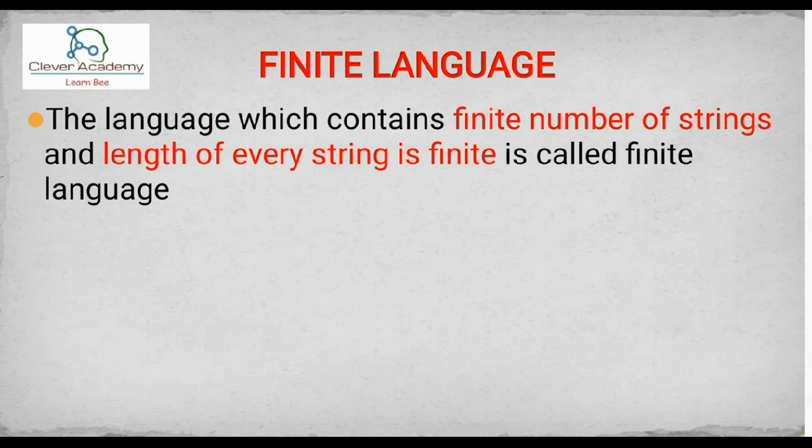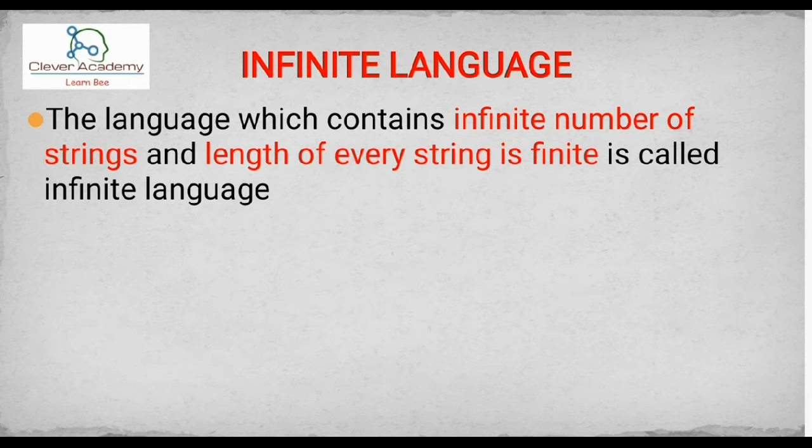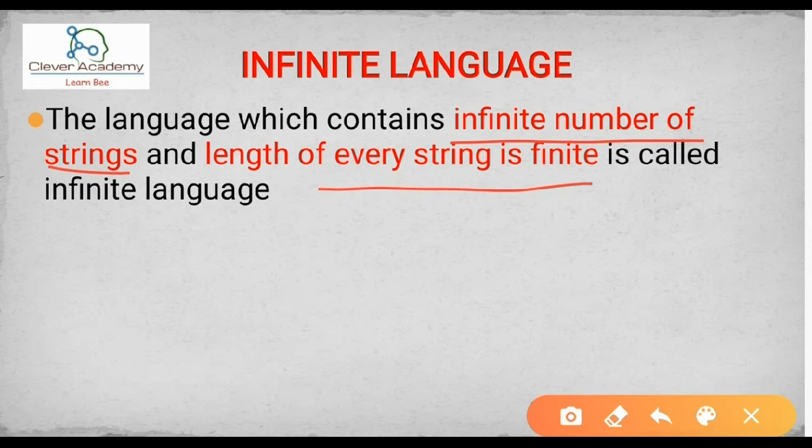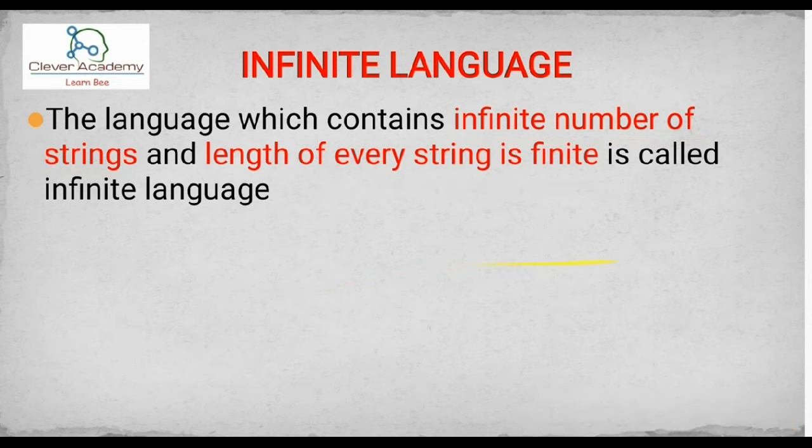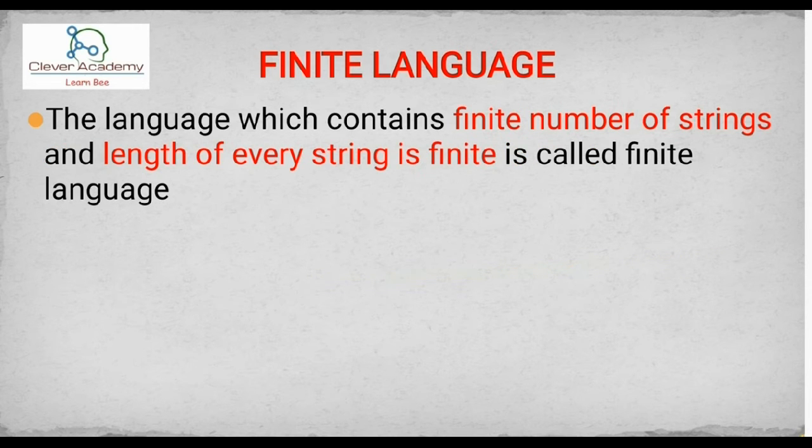We'll see the definition of an infinite language also, and then go to the example. An infinite language is a language which contains an infinite number of strings, where the length of every string is finite. So if you compare the definitions, the finiteness of the length of every string is common to both the finite language and the infinite language.